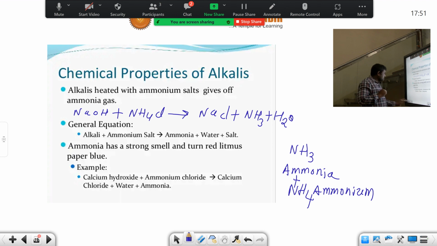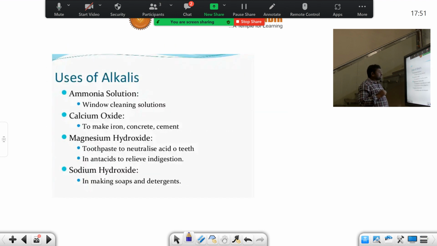Again, uses of alkalis, this is the last concept for today. Ammonia solution is used in window cleaners. Calcium oxide, that is lime, CaO, is used to make iron, concrete, cement.